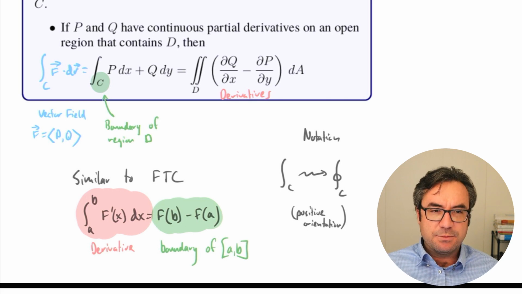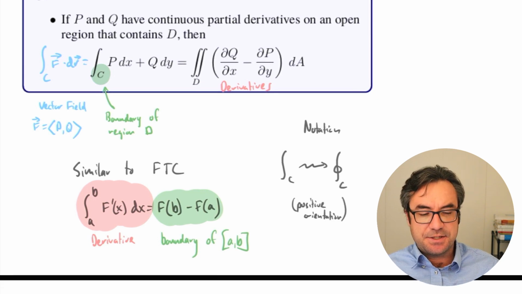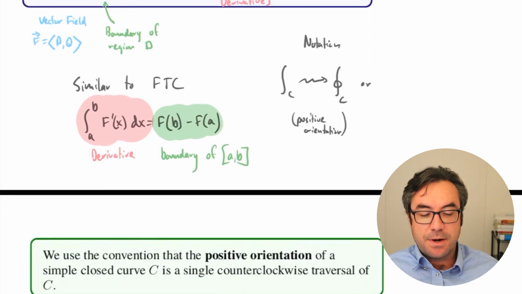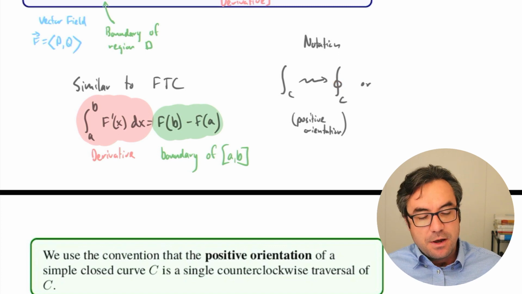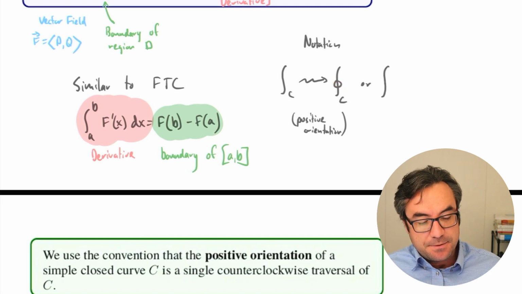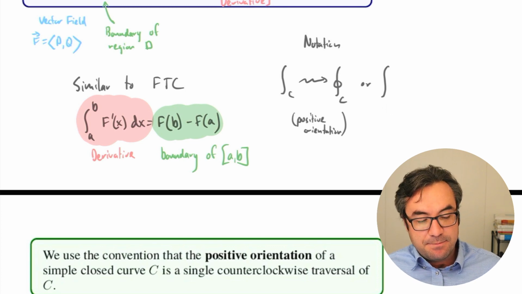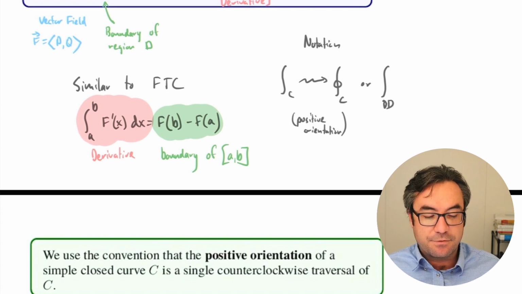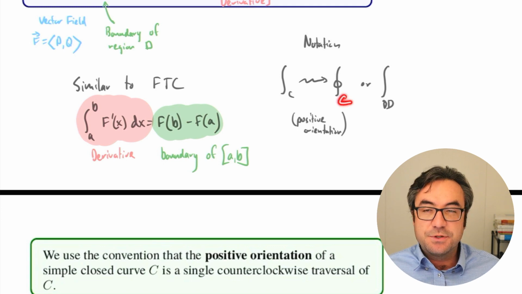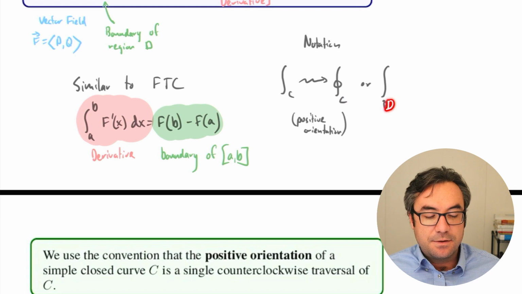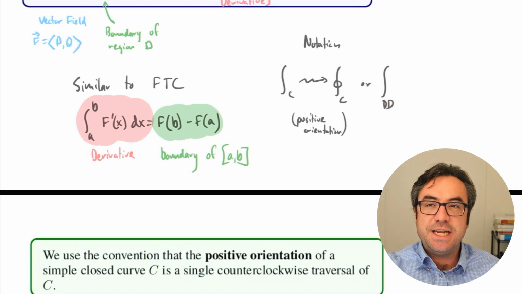Another way we sometimes write this, to really emphasize that we're talking about the boundary of region D, is rather than using curve C, we use this little del with our region D, and that just indicates we're talking about the boundary.